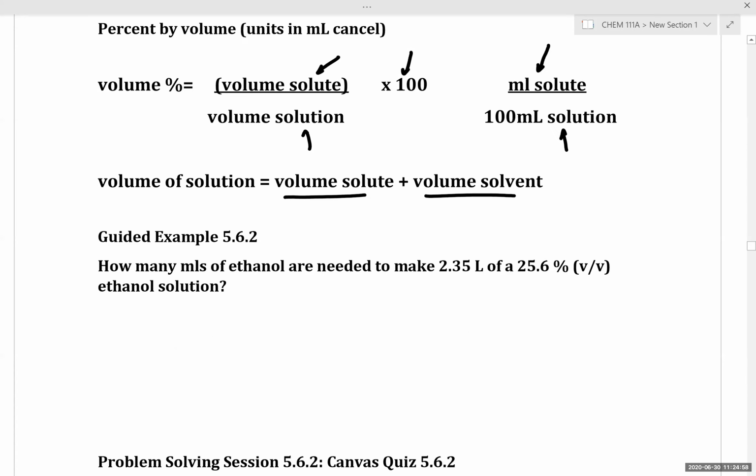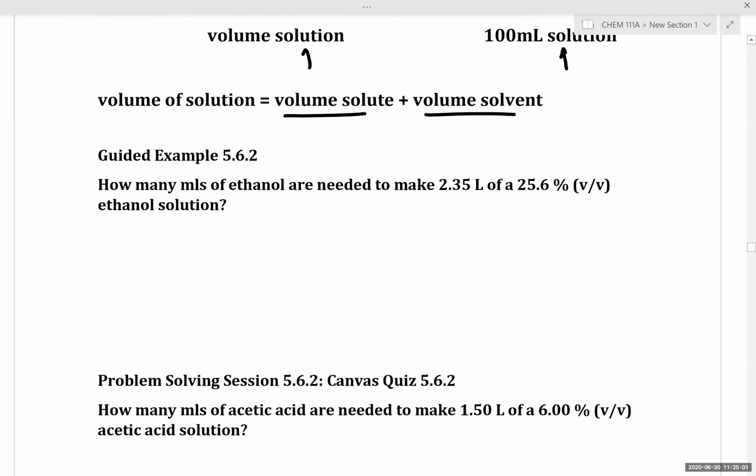So let's look at an example, and we're asked to figure out how many milliliters of ethanol are needed to make 2.35 liters of a 25.6 volume over volume solution. Okay, so the volume percent is equal to the milliliters of ethanol over the volume of solution, and we have this volume in liters, so we're going to have to do a conversion.